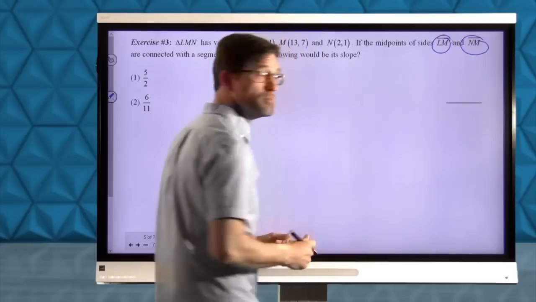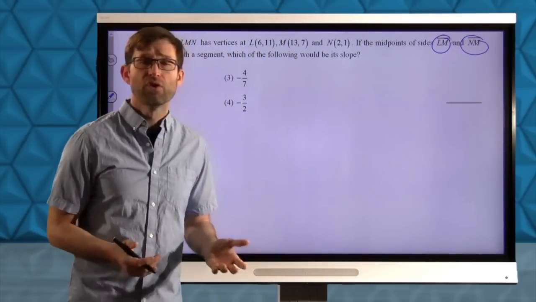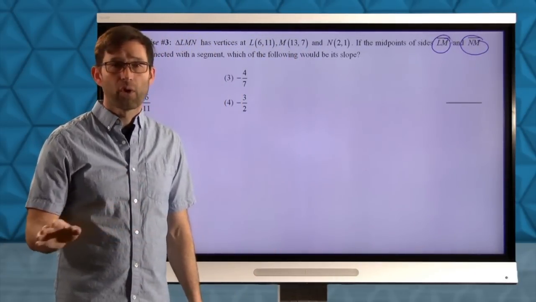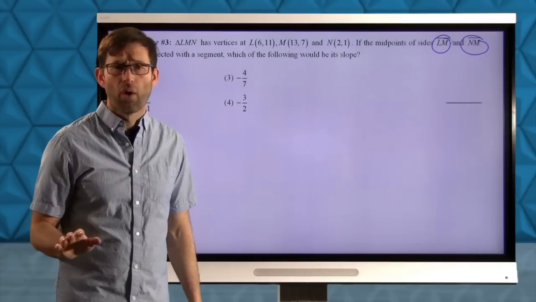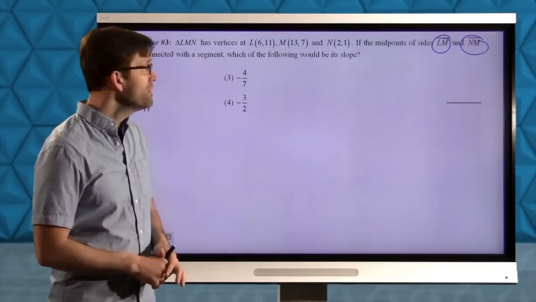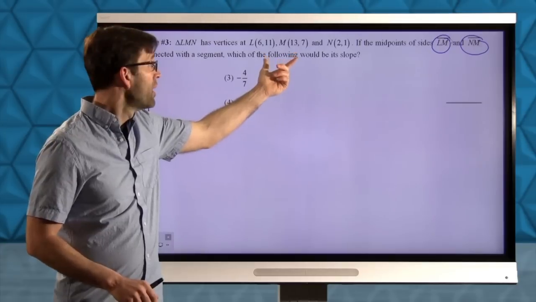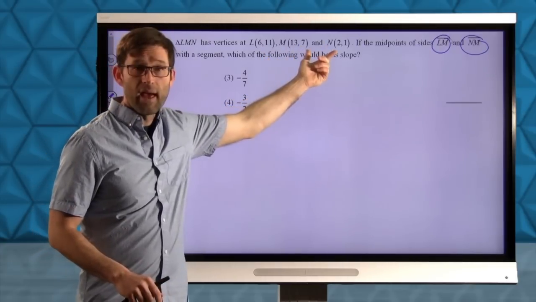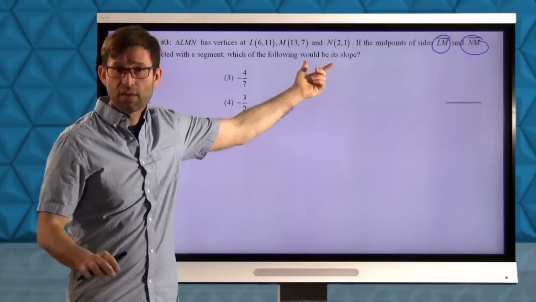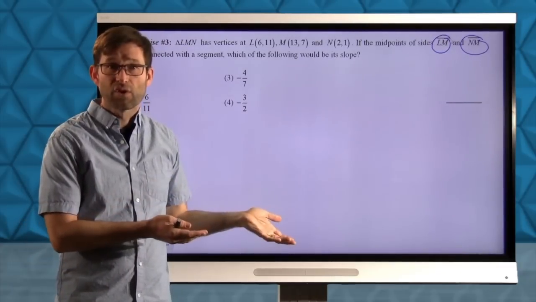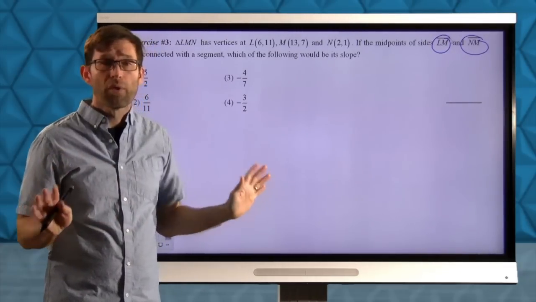slope? Now, there's a couple different ways of doing this, right? One way is not knowing that theorem at all. Just not knowing it at all, right? And then what you could do is literally come up with the midpoint of side LM, come up with the midpoint of side NM. After you had both of those using the midpoint formula, you could then use the slope formula and get the answer. You can do that. There's nothing wrong with that.